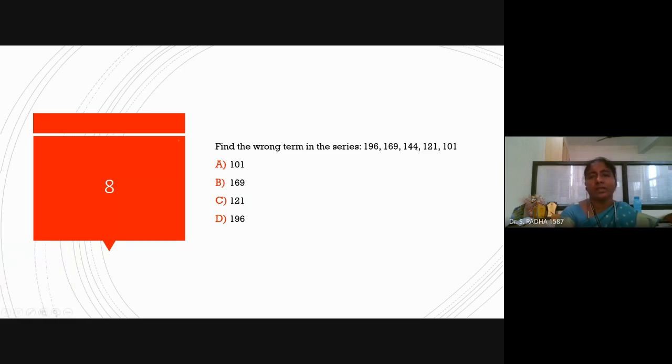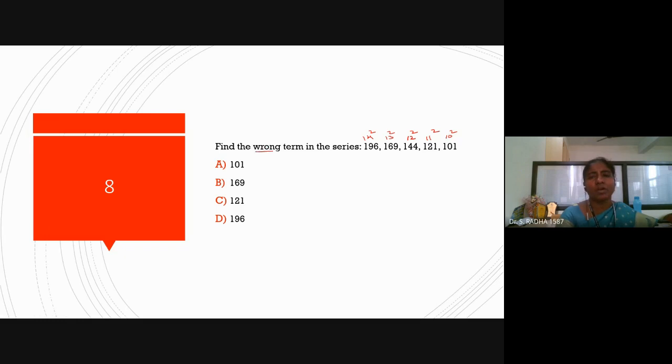Find the wrong term in the series. Which is the wrong term? If you remember the squares, the tables, second table, 10th table, 12th table, like that. This is 12 square, this is 11 square, this is 13 square, this is 14 square. But here 101 is not any square. Actually, it should be 10 square, 100. But 101 is the wrong one.